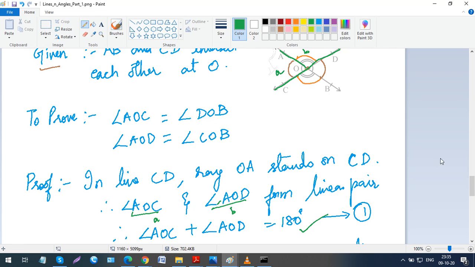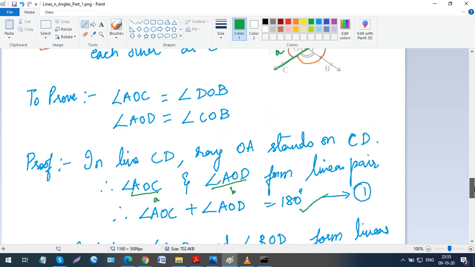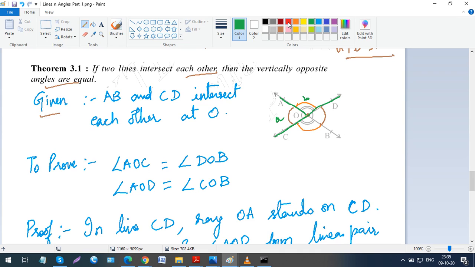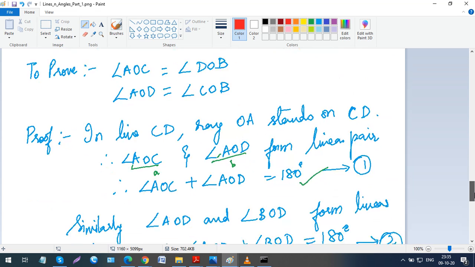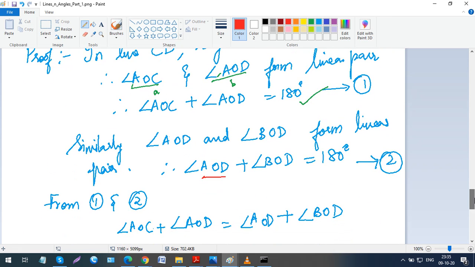So we'll keep this. Now the next thing is, similarly, angle AOD and angle BOD. Now if I take the other line, let me take the other line as AOB. In this line OD stands on the ray, and this will add up to 180 degrees, right? So that's what I have written. Angle AOD and angle BOD, these two add up to 180 degrees. These are the first two things we have written.